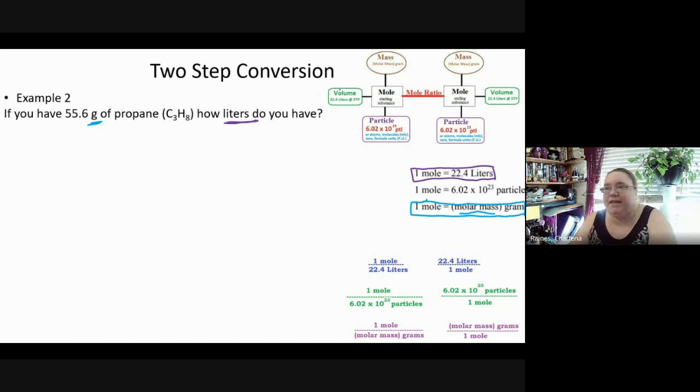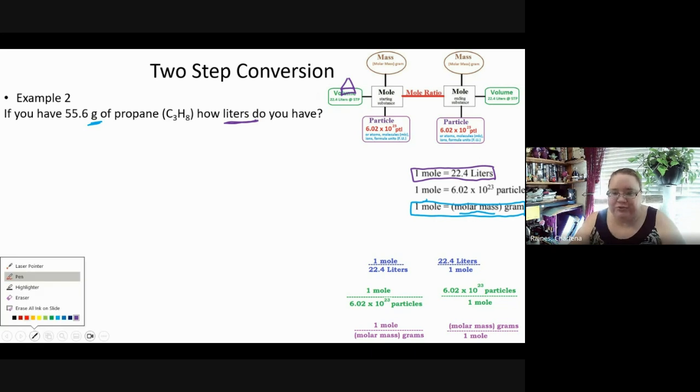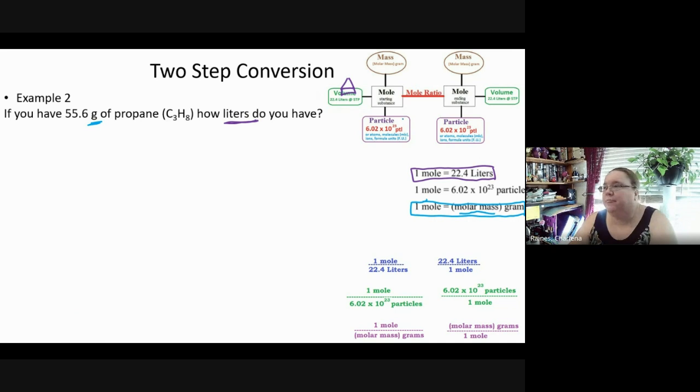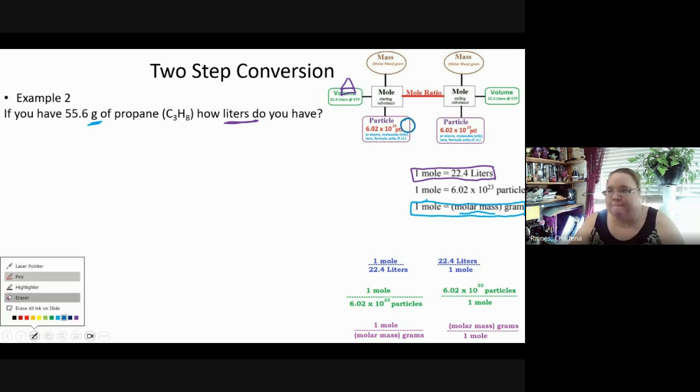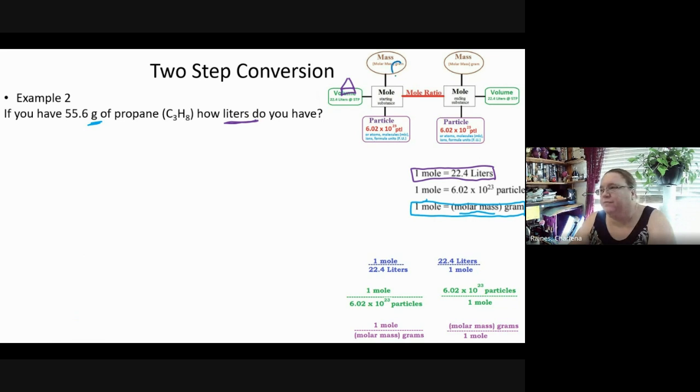Now, I could just set it up on my map. And my map would let me know that, hey, you have to do 2 conversions. That is not what I wanted to do. So we are starting with mass. And we are trying to get to volume.